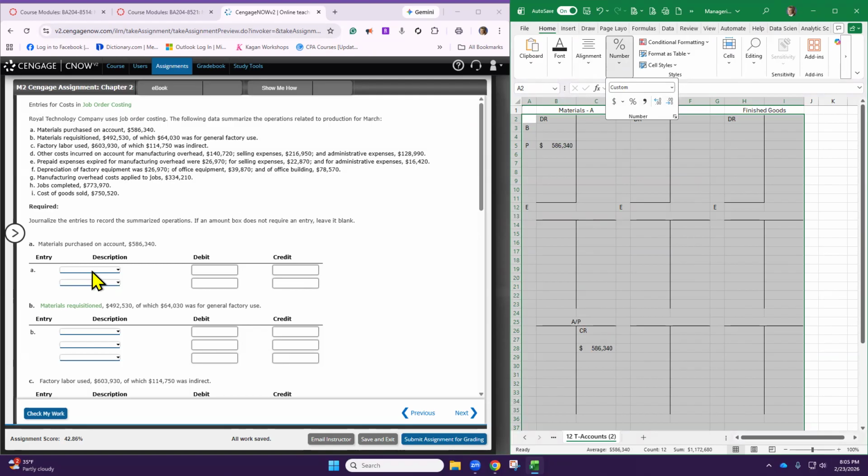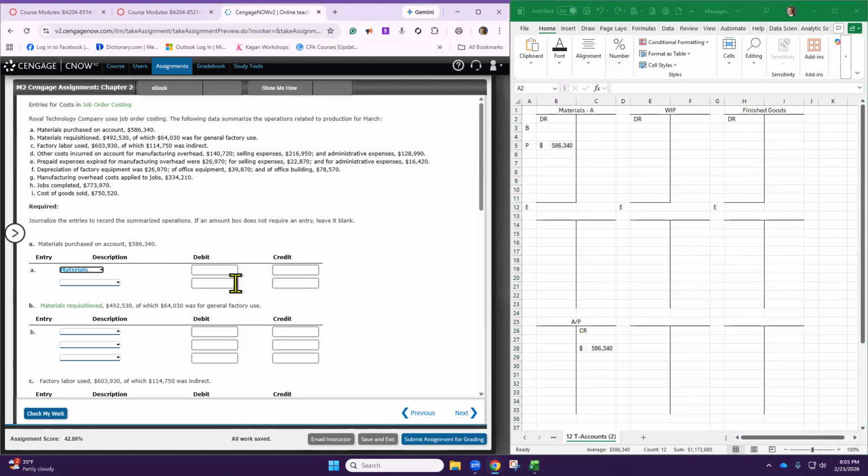So let's go ahead and debit materials, and be sure to watch the number 586,340, and crediting accounts payable 586,340. The next one is requisitioned. So a certain amount of materials is going to come out of here, and I'm going to make that total. They said that the total 492,530 is the total.